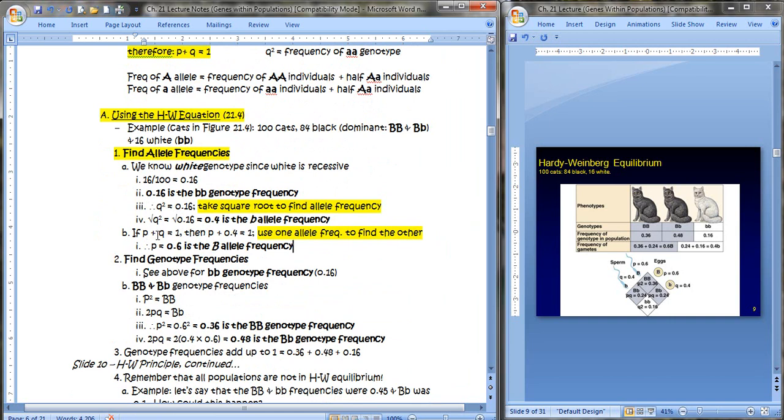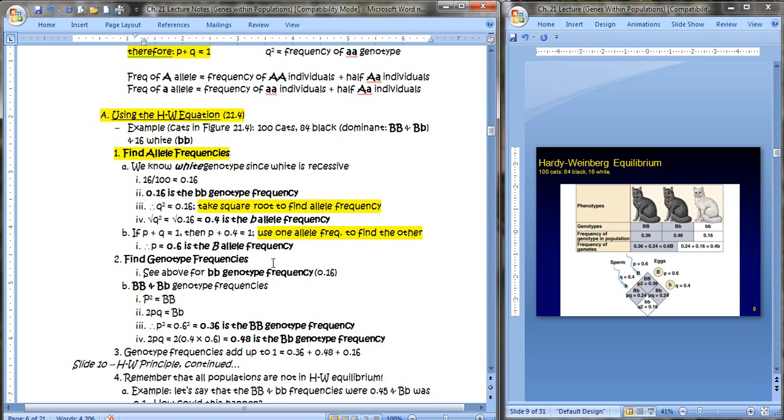So if P plus Q equals 1, then P plus 0.4 equals 1. And then we just use one allele frequency to find the other one. We already found the Q frequency. Now we want the P frequency. So this gives us 0.6. Hopefully that made some sense.